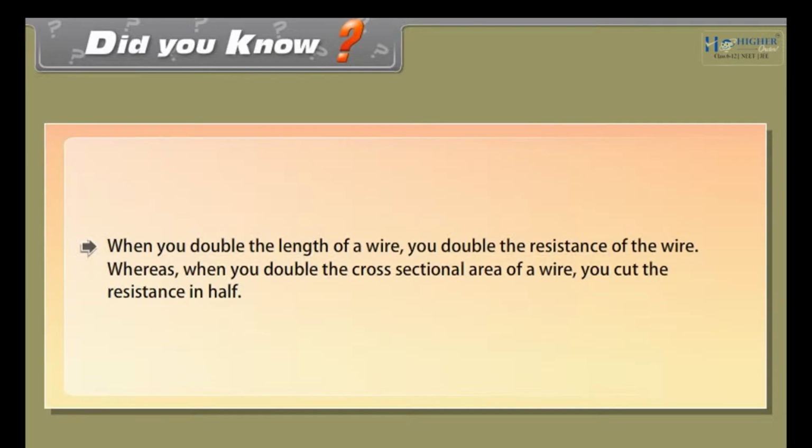Did you know? When you double the length of a wire, you double the resistance of the wire. Whereas, when you double the cross-sectional area of a wire, you cut the resistance in half.